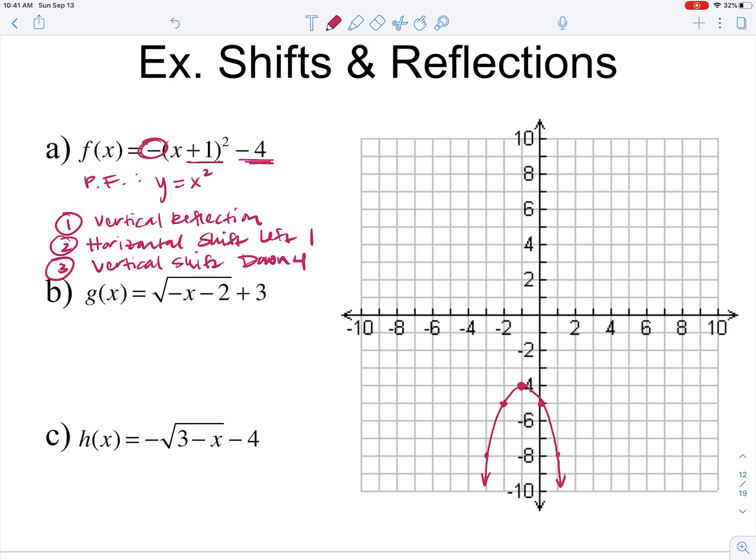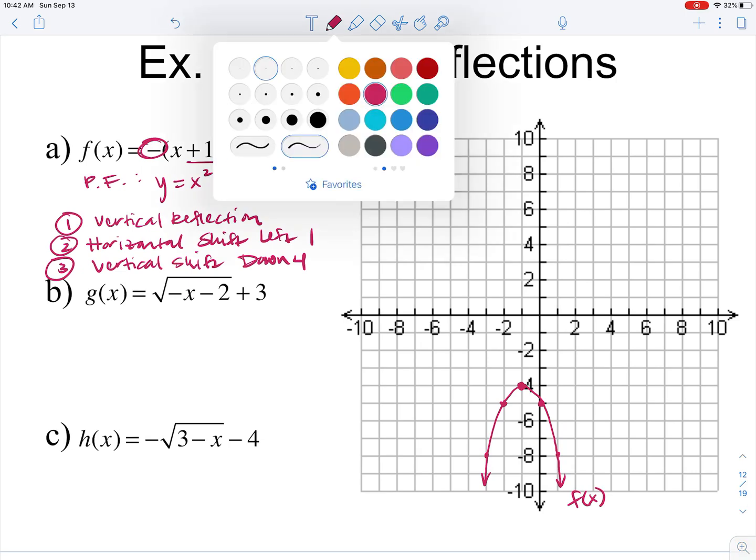Nothing is happening to the shape of the graph. We haven't done any horizontal or vertical stretching. So it's just the graph of the parent function has been moved around. I'm just going to name it f of x. I'm not going to write the full equation on the graph because we'll get too busy.